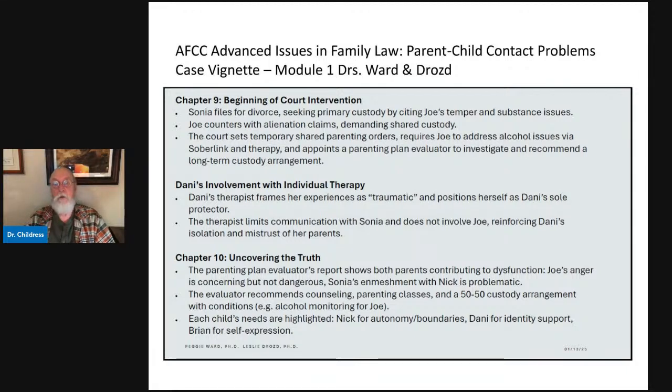And then the parenting plan evaluator's report shows both parents contributing to dysfunction. Okay. Joe's anger is concerning, but not dangerous. Sonia's enmeshment with Nick is problematic. Yeah, I'd say. The evaluator recommends counseling, parenting classes, and a 50-50 custody arrangement with conditions such as alcohol monitoring for Joe. Each child's needs are highlighted: Nick for autonomous boundaries, Danny for identity support, Brian for self-expression.